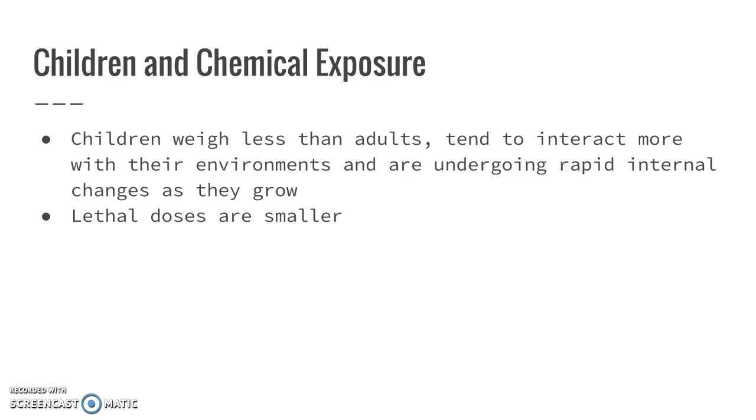So children and chemical exposure. Children weigh less than adults and tend to interact more with their environments and are undergoing rapid internal changes as they grow. So lethal doses are smaller, and the chemicals are going to affect them more because they have smaller body masses, but they're still growing and changing, and these chemicals can change those changes more.